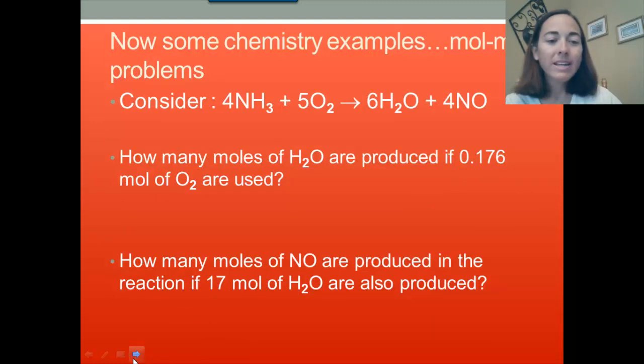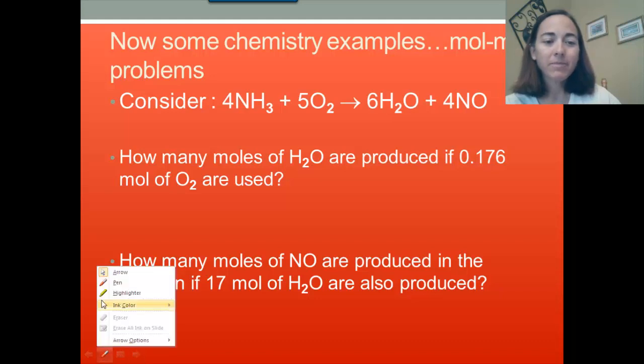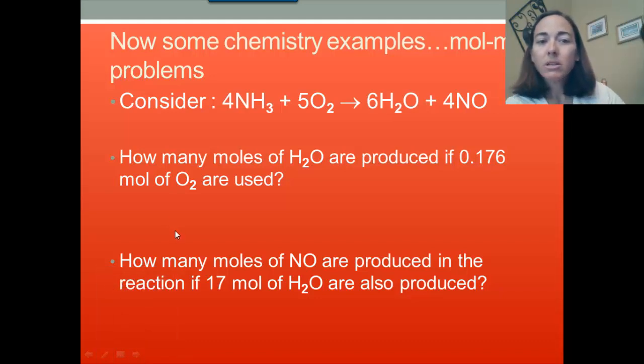Alright, now let's go to the chemistry problems. Here's a balanced equation. You always need one of those. Let's figure out how many moles of water we can produce if we start with 0.176 moles of oxygen. So I'm going to write my given first, which is 0.176 moles of oxygen. And I want you to get in the habit of writing the number, the unit, and the chemical here.